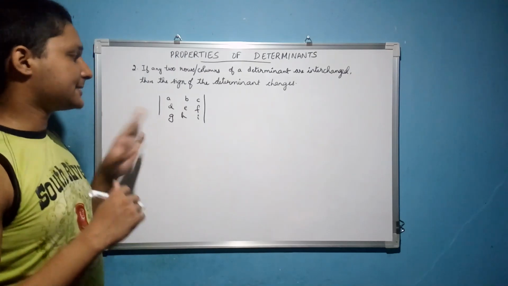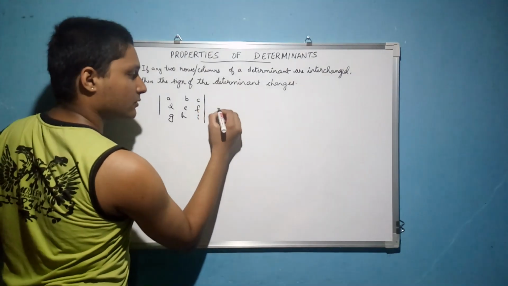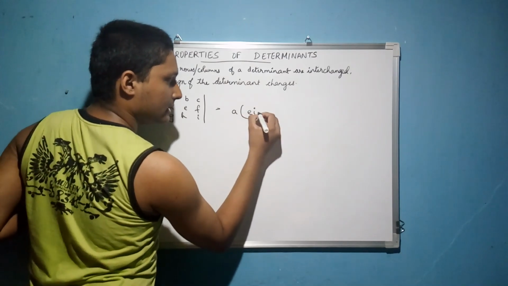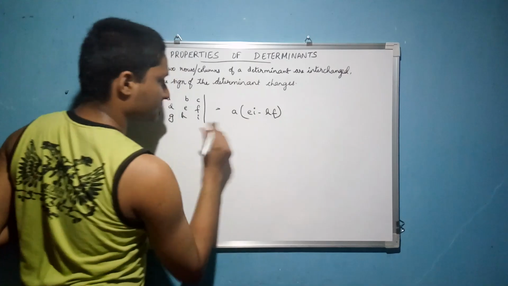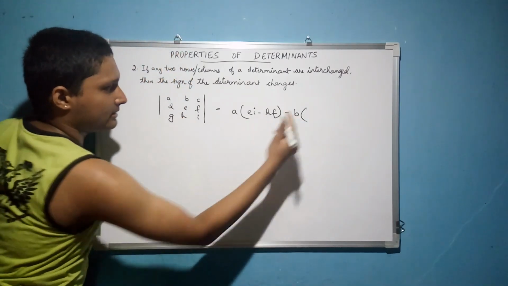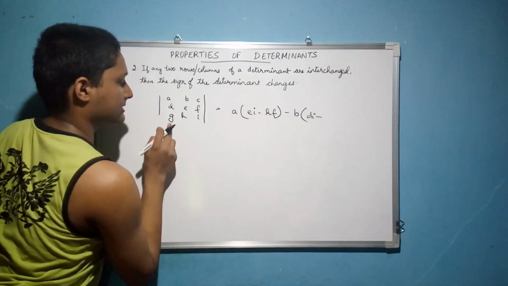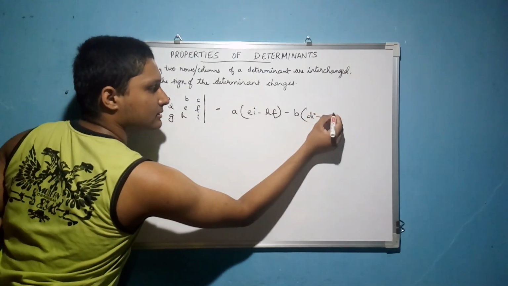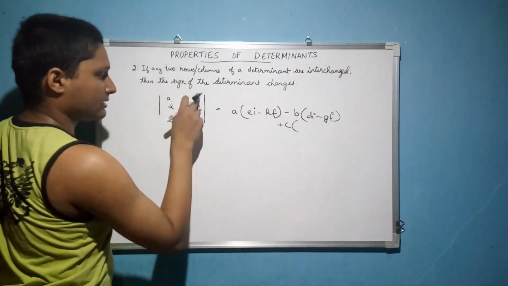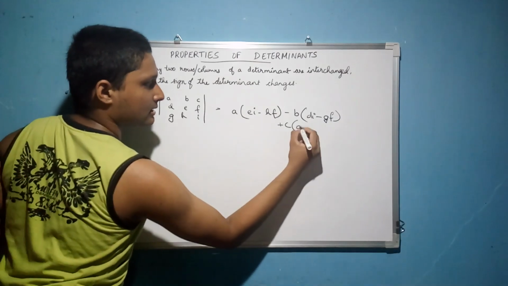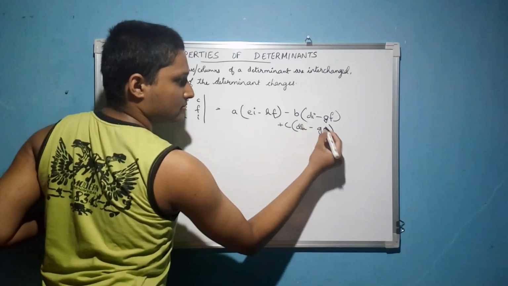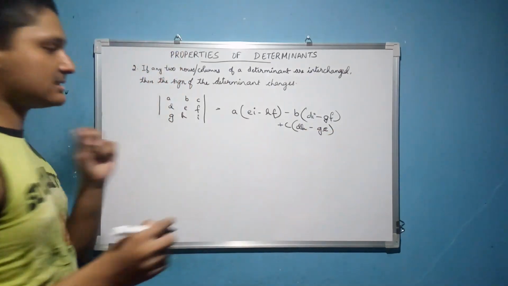Okay, let us expand this. So it is going to be A into (EI minus HF), minus B into (DI minus GF), plus C into (DH minus GE). Okay, this much is over. This is the expanded form.